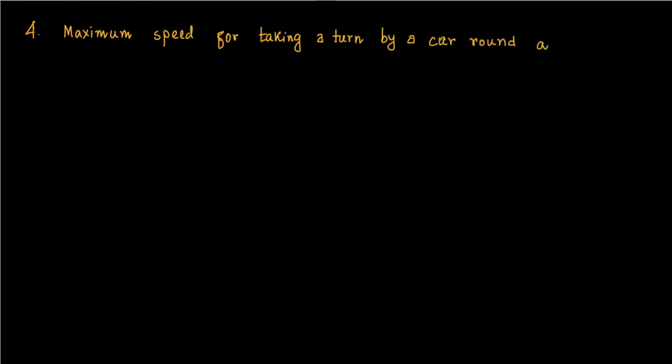Number 4 topic is maximum speed for taking a turn by a car or vehicle around a rough curved road. Maximum speed for taking a turn by a car around a rough curved road.